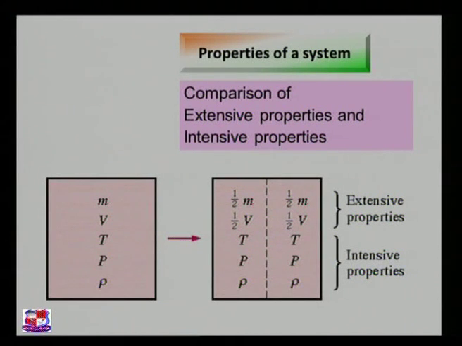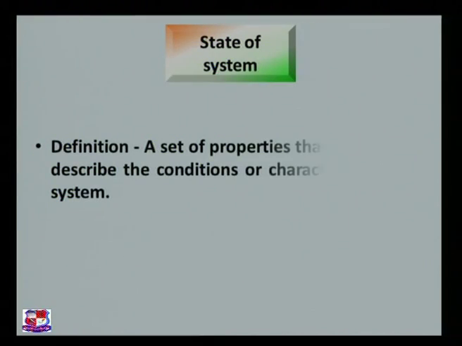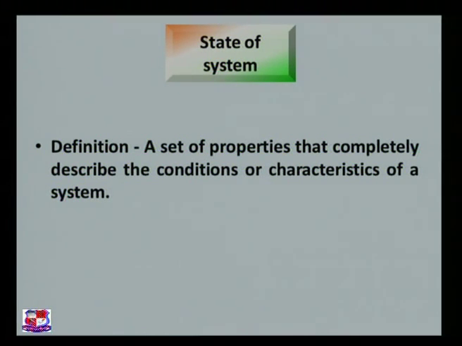If the property is reduced, it is called an extensive property, and if the property does not change, then it is called an intensive property, which is independent of mass. Now, state of system. First definition, what is state of system?